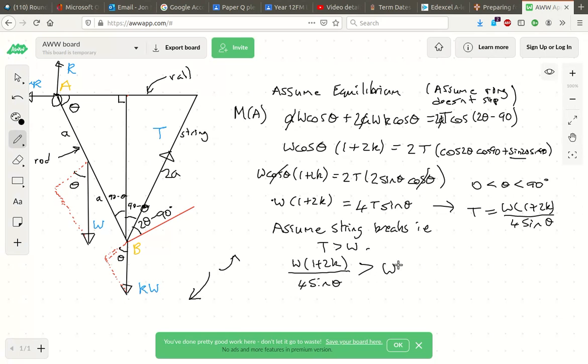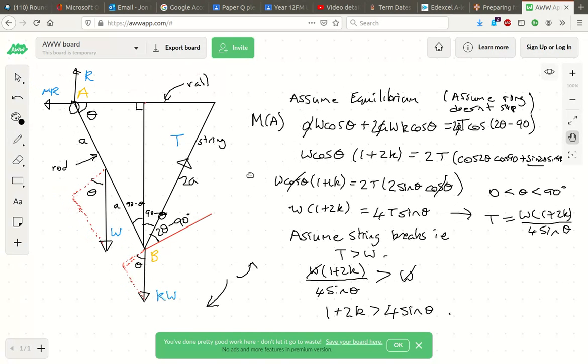And that's got to be bigger than W. The W's cancel either side because the weight is strictly greater than 0. Once again, I can do that. And I end up with their answer that 1 plus 2k is bigger than 4 sine theta. And that is part A done, or part 1 done. Okay, hope that makes sense.